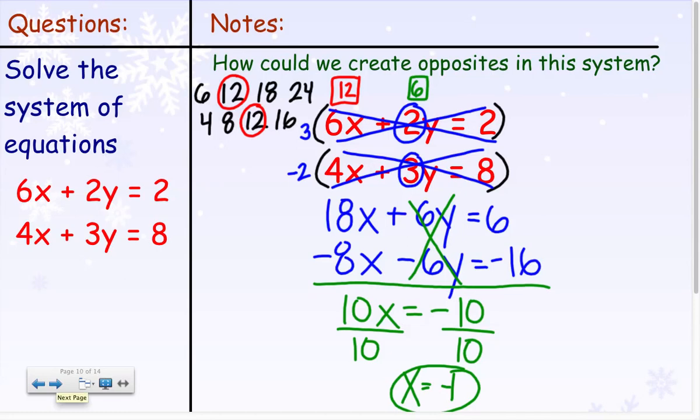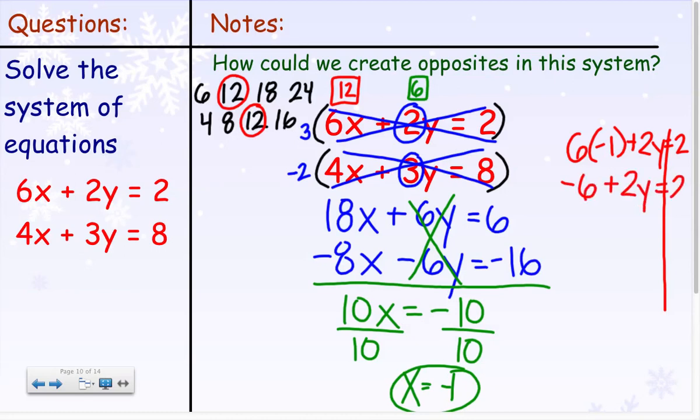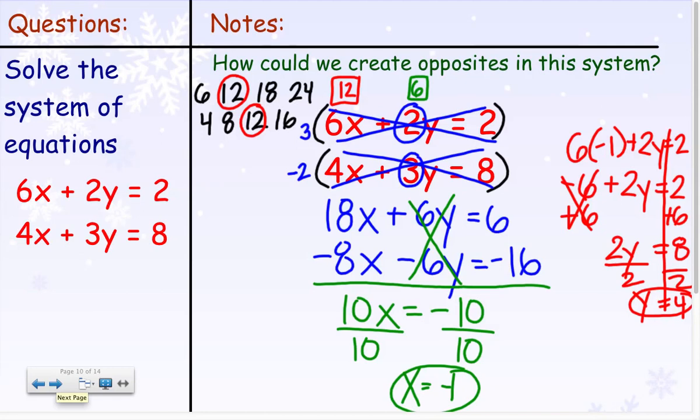Take that negative 1 and I'll plug it into my top equation. So 6 times negative 1 plus 2y equals 2. Negative 6 plus 2y equals 2. Add 6 to both sides. Divide both sides by 2. And we're left with y equals 4. So the coordinate point for this system, the solution, is negative 1, 4.